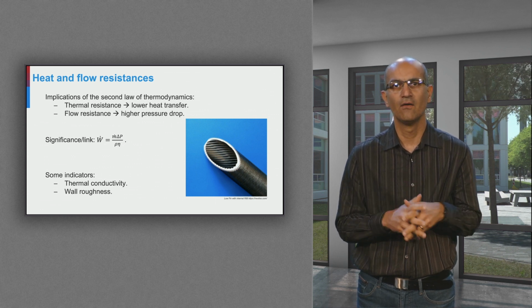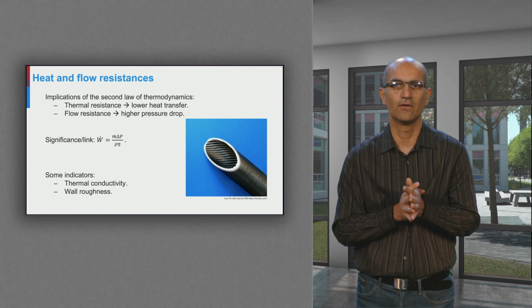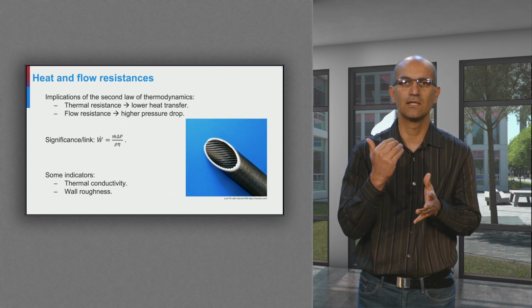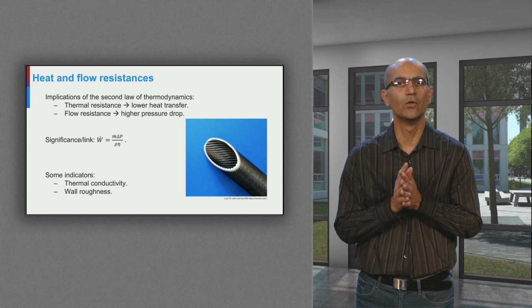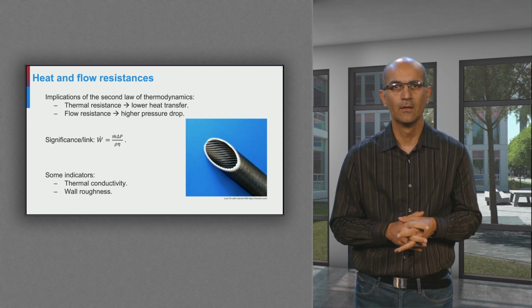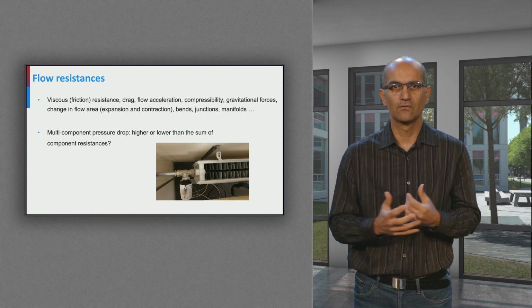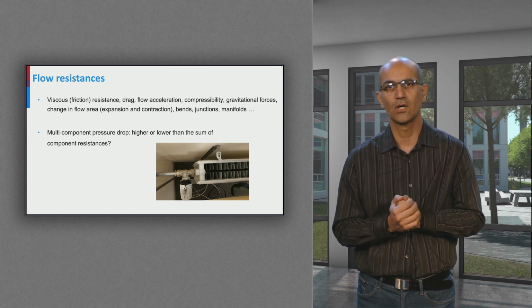Also, we've learned that we need to push the air harder to overcome flow resistances. This translates into pumping power consumption, which is linearly proportional to fluid pressure drop and flow rate. But what are the sources of flow resistances? Some are shown in this slide.